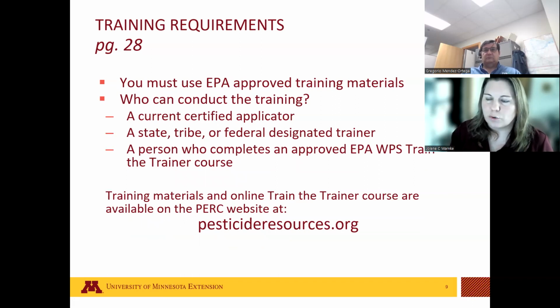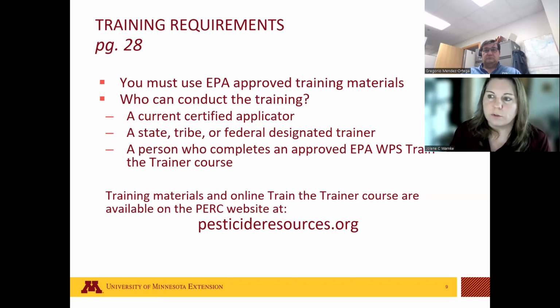Who can conduct this training? Well, it can be a current certified applicator, and that's really in any category. So even though I mentioned the category C, E, and O for those that would primarily touch agricultural establishments, technically, according to EPA's regulation, it can be any category that they're certified in because they've covered the basic pesticide safety to get there. Or it can also be a state, tribe, or federal designated trainer. Those would be people like me with the University of Minnesota Extension, or Gregorio with the Minnesota Department of Agriculture, or there could be some other individuals who've also been designated with that ability.